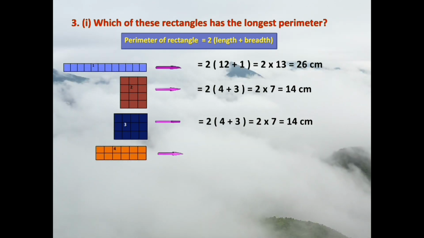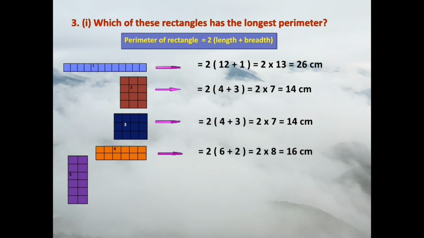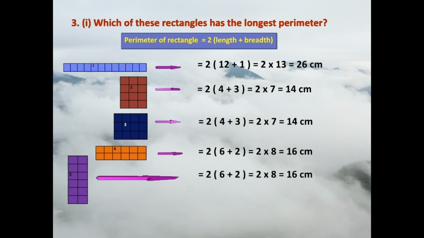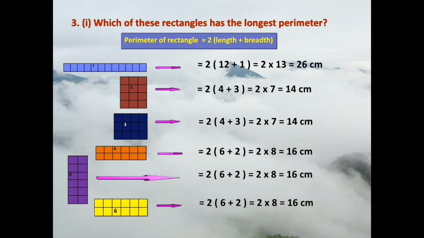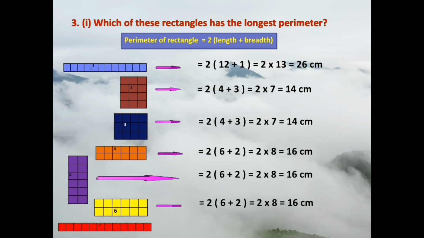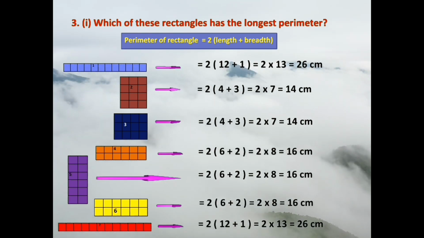Fourth rectangle, 2 into 8 is equal to 16 cm. Fifth rectangle, 2 into 8 is equal to 16 cm. Sixth rectangle, 2 into 8 is equal to 16 cm. Seventh rectangle, 2 into 13 is equal to 26 cm. So which of these rectangles has the longest perimeter?